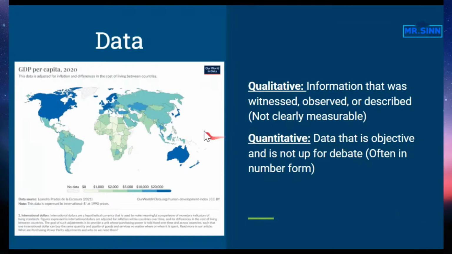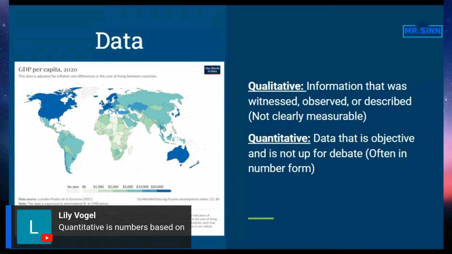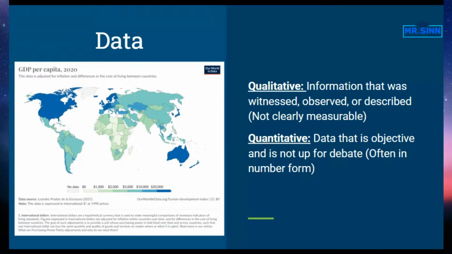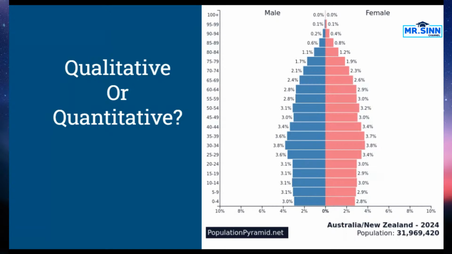So I got over here this GDP per capita of 2020. We're looking here at a map. What do we got? Is it qualitative or quantitative? Let's see, quick go. And I'm seeing quantitative based on the numbers. Yeah, so GDP per capita would be quantitative. What about a population pyramid?